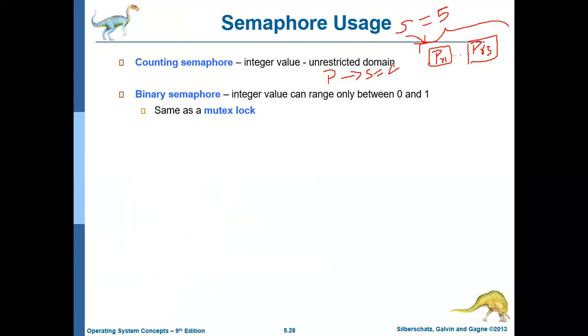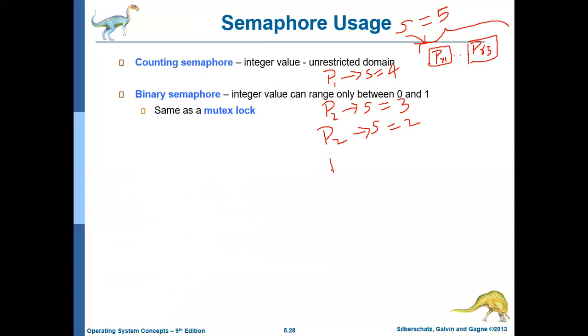Again, some other process P2 comes and says I want to access a printer. It checks the S value. S value is 4, so still 4 printers are available. So it will take one printer and make S 3. Again, P3 comes and checks, I want to access the printer, is a printer available or not? It will check the semaphore. S is 3, so already 3 printers are available. So it will take one and make S 2.